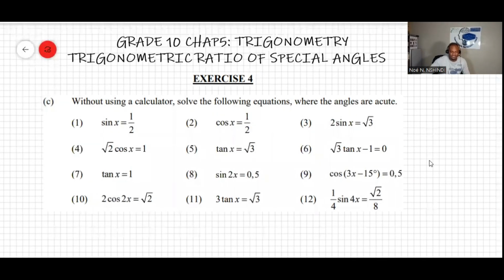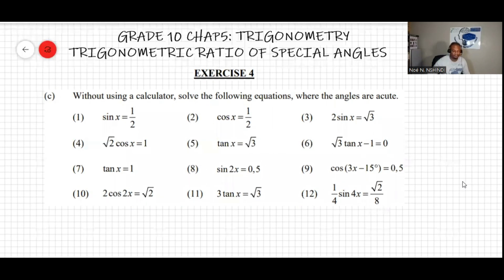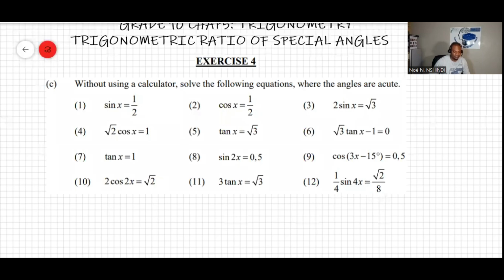Now we're going to do question C of exercise 4. The question says, without using a calculator, solve the following equations where the angles are acute. I prefer to start by drawing my triangles here. I know that if I have a right angle triangle here of size 1, 1 there, and then this is going to be root 2. So that's going to be 45 degrees, and that also 45 degrees.